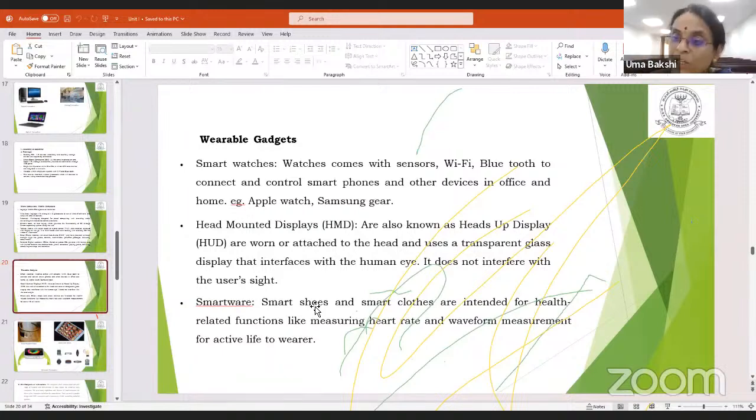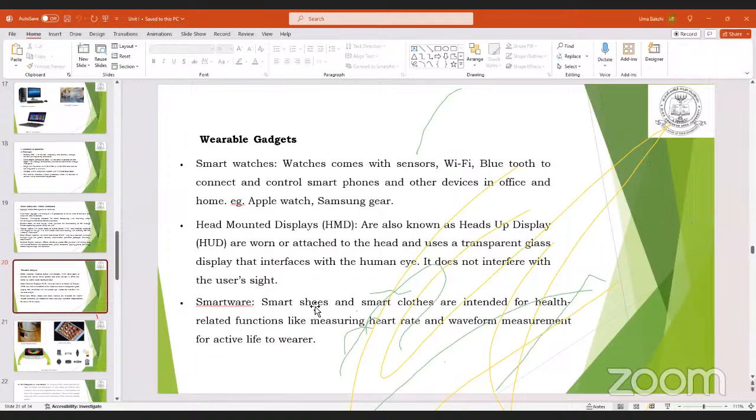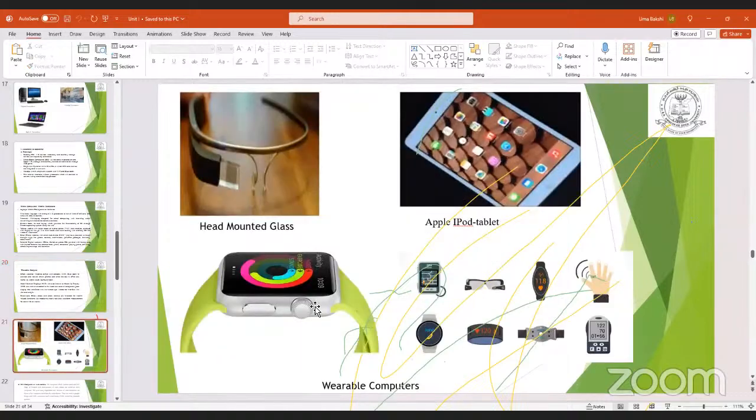The two-dimensional picture is giving us a three-dimensional picture only when you wear the goggles. When you remove the goggles, the screen is so blurred, the display is not at all good. But when you wear it, it is as if the person has come and is standing in front of you and talking to you. So that type of wearable gadgets we have. And smart wear. Today, smart shoes, smart clothes, these are all wearable gadgets.